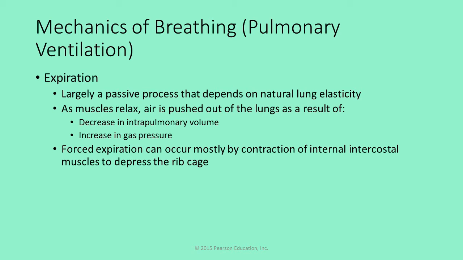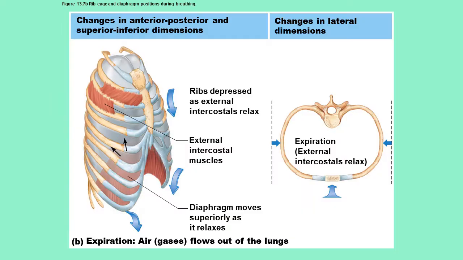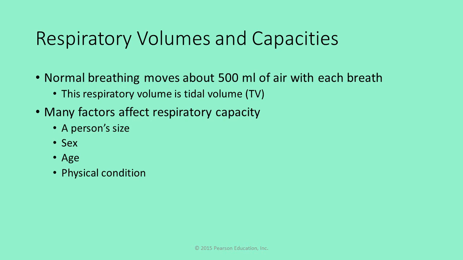If you forcibly exhale, that's going to involve the contraction of your internal intercostal muscles to help press that rib cage down. As you can see in this diagram, the ribs are going to move down and inward, decreasing the volume of the thoracic cavity, increasing the pressure.